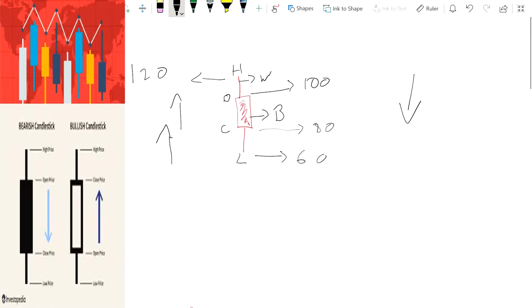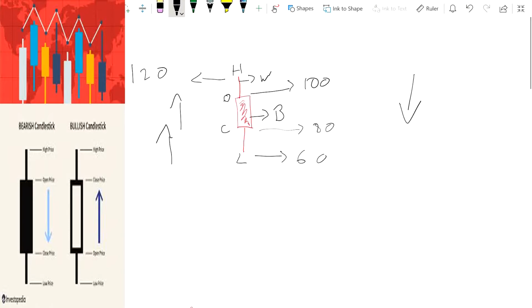So that's the wick. What's the difference between a body and a wick? A body is the main price on which open and close prices are, which is used and determined for our analysis. But wick is used to see whether buyers are stronger or sellers are stronger.